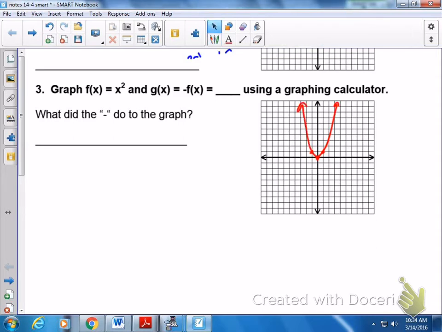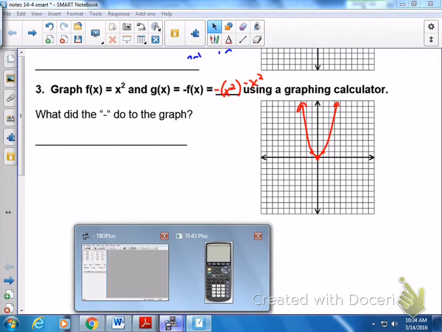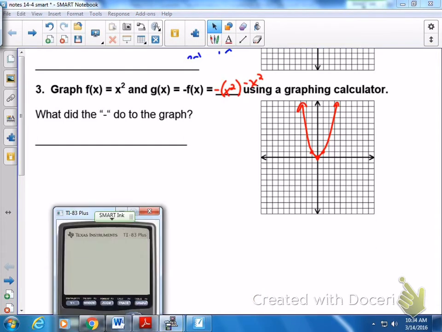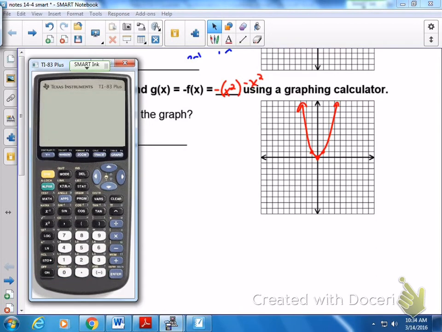Now we have that g of x is negative f of x, which is outside the parentheses. So I'm going to put outside negative x squared. Now I'm putting the parentheses to add emphasis. If you did this, it would work just the same. So I'm going to go over to my calculator. I'm going to keep x squared in y1 so I can compare. And I'm going to put negative x squared in y2.